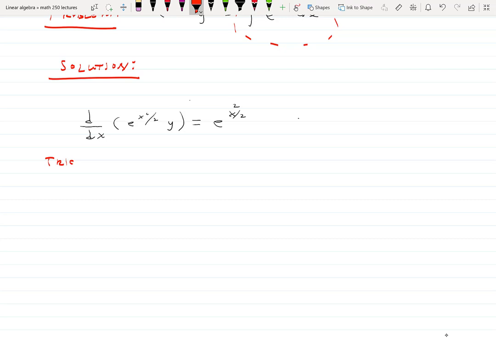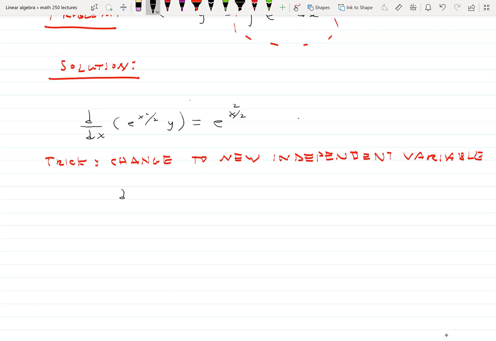So the trick is to first change to a new independent variable. I'm going to use t. So instead of derivative with respect to x, it's going to be the derivative with respect to t. Instead of e to the x squared over 2, it's e to the t squared over 2. Instead of y of x, it's y of t. Nothing is changed. A variable is just a placeholder for a number. So you can replace t with x, q, z, anything you want. Just realize that your solution is going to be in terms of that new variable, if you were to proceed.